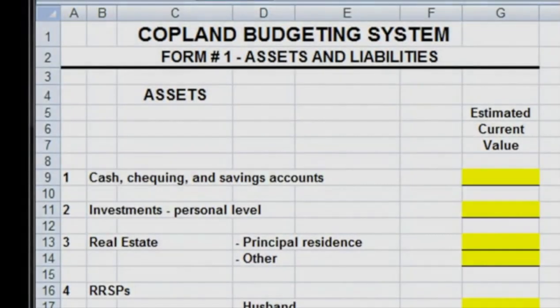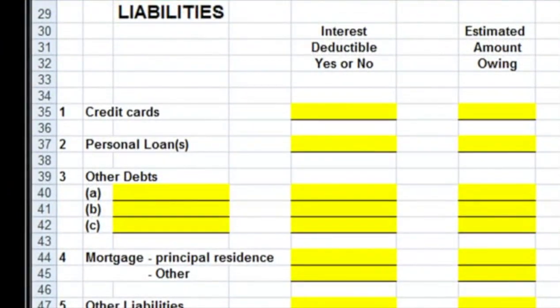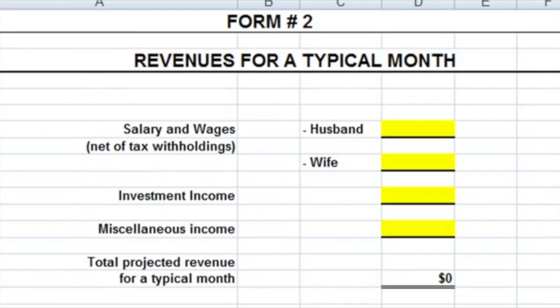I'd like to demonstrate the Copland budgeting system. The system consists of 7 forms, and I'm going to give you a quick overview of each form and how they work, and then come back and provide the details. Form number 1 provides a list of simply your assets and liabilities. Form number 2 is where you indicate what your salaries, wages, and other income is, and you put your salaries and wages net of your taxes.